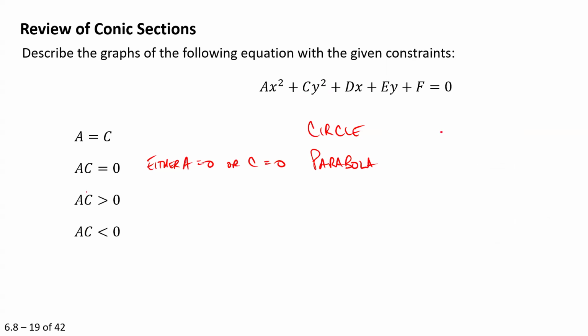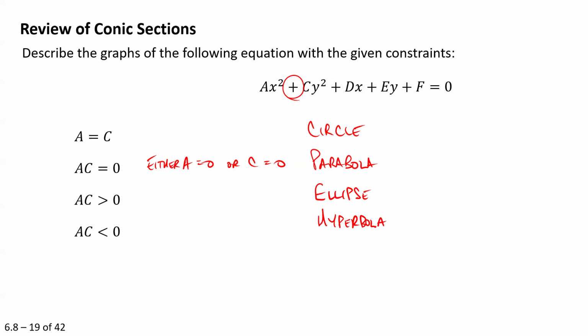Okay. If A times C is greater than 0, then these two things are the same sign, and we'll assume that they're positive, because if they're negative, we could multiply everything by -1 and make them both positive. If they're both positive, then we have a plus in between the x squared and the y squared. What kind of shape is that? That's an ellipse. And similarly, what do you think the last one is? It's a hyperbola.